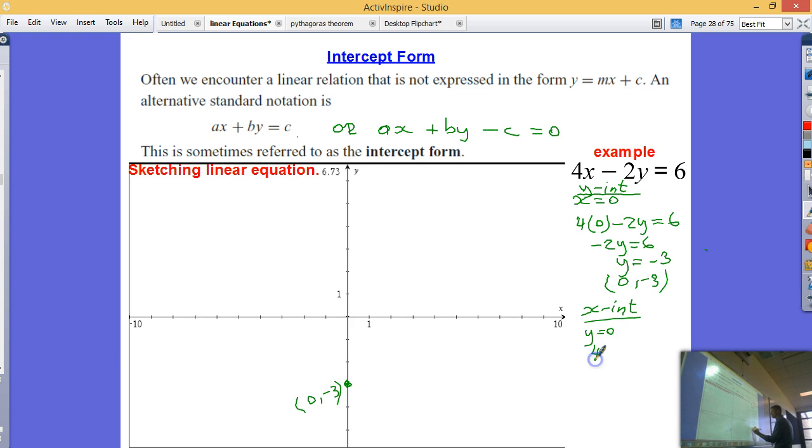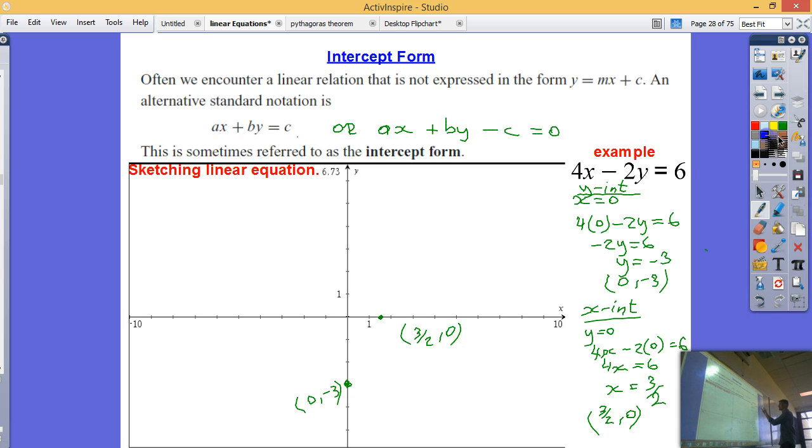So 4x minus 2 times 0 is equal to 6. That is when 4x is equal to 6, and so x is equal to 3 over 2, and we simplify the fraction. So our coordinate is 3 over 2, 0, or 1.5 and 0. Okay? And now we can connect the dots and draw our straight line.